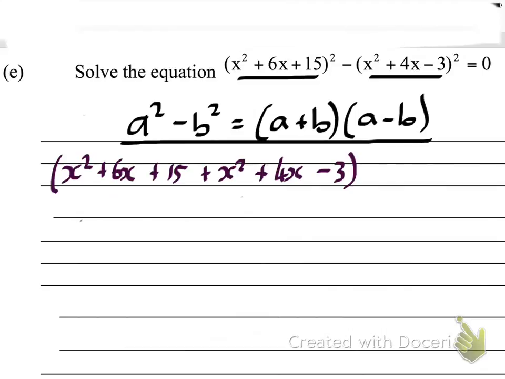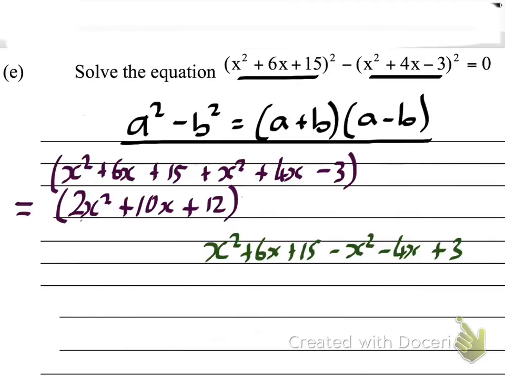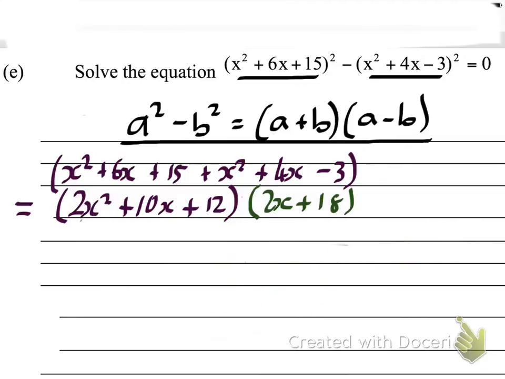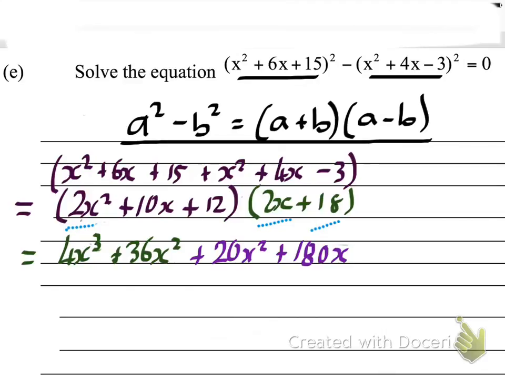This represents the a plus b, just the first bit. Now for the a minus b, and tidy that up. It gives me 2x plus 18. Now I can expand that, taking each term on the left and multiplying with both terms on the right. Gives me 4x cubed plus 36x squared. Then we do the same with the 10x, and then the same with the 12.